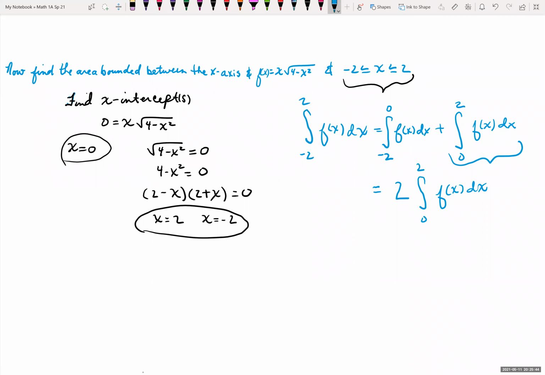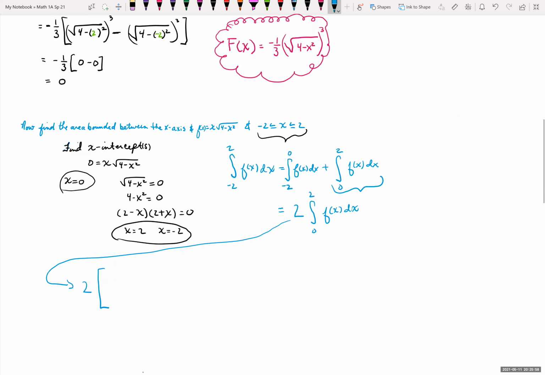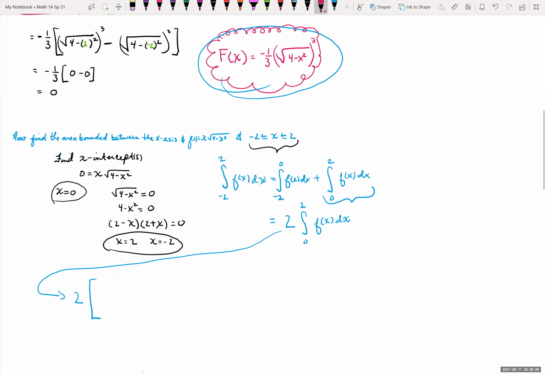Okay, well, we had already done a lot of this work before. And so that work that we had done before, this is 2 times the antiderivative. And our antiderivative, we said, was actually, hold on.